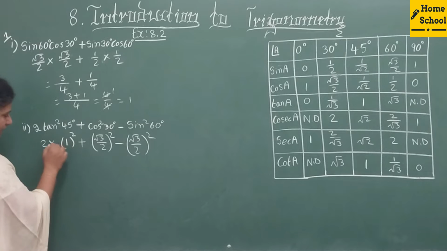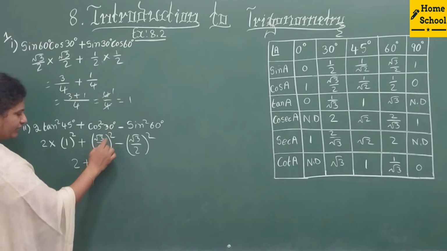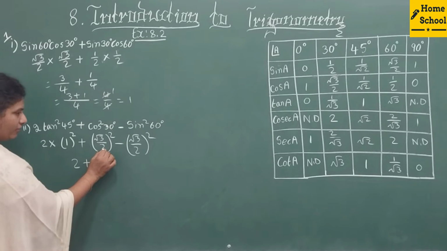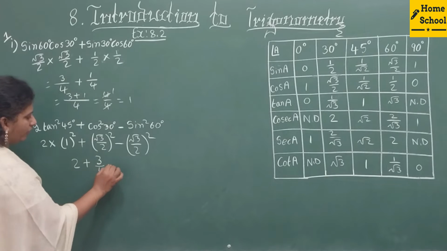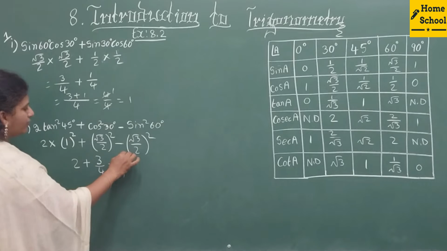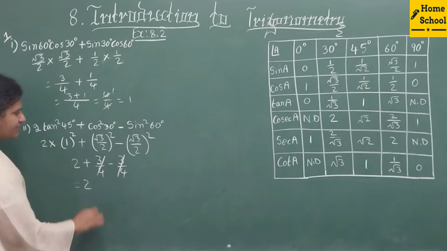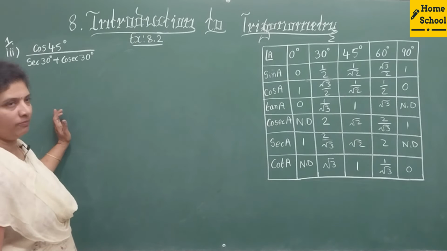1 1s are 1, 2 into 1 is 2. Plus root 3 into root 3 is 3. Denominator 2 2s are 4. Minus root 3 into root 3 is 3, 2 2s are 4. Plus 3 by 4 and minus 3 by 4 will be cancelled. Your answer is 2. Third problem.